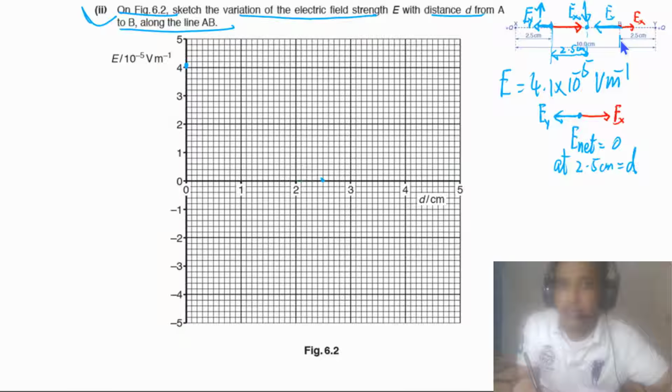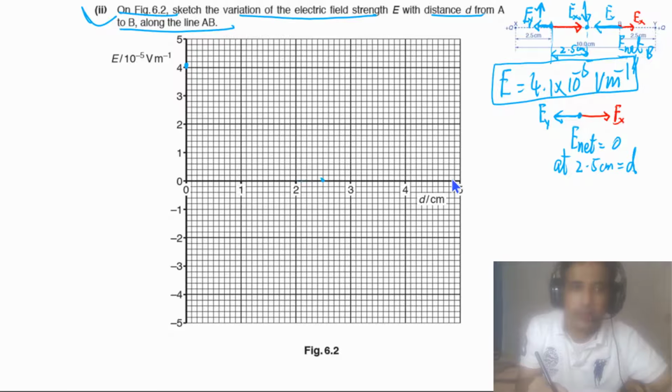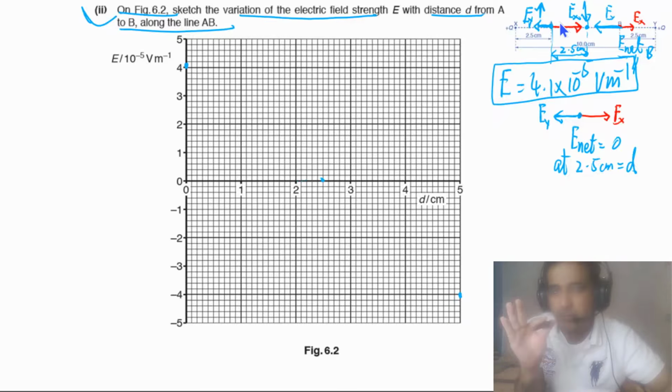But the net electric field at point B, E net at B, will be equal to this magnitude. So the electric field at this point has to be this, but in the opposite direction, because this is to the right, which we take by convention as positive, so this one has to be negative because it is in the opposite direction.